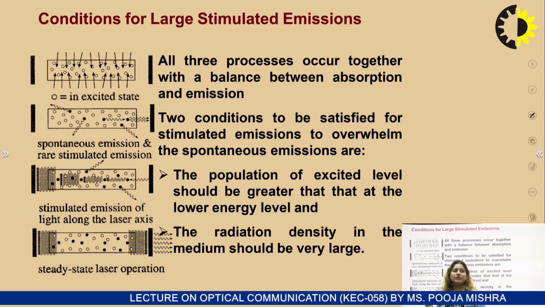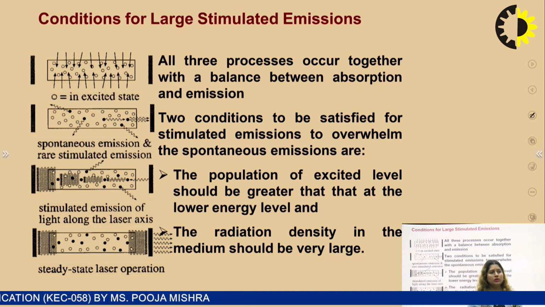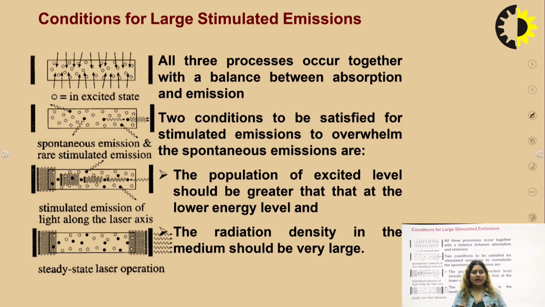So what are the conditions for large stimulated emission? We can see from these figures, in the first figure, all three processes occur together with a balance between absorption and emission. In the first figure, we have electrons and holes. The lower energy state consists of only electrons, and the high energy state consists of only holes. But once we do the pumping or absorption, lower energy state atoms will move towards the high energy state, and there will also be creation of holes.